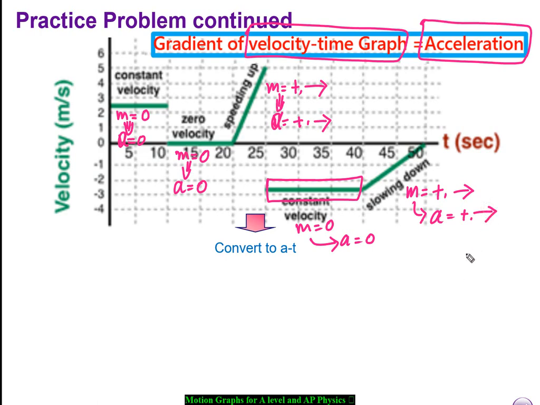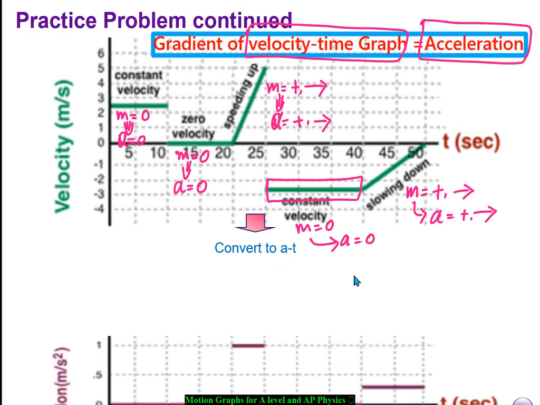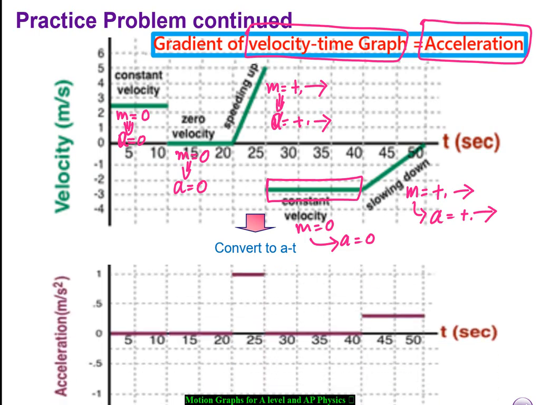So that's all. When you see the velocity time graph, write down: is the gradient positive, is the gradient constant, is the gradient increasing, is the gradient decreasing. That's all, nothing more than that. So let's try to sketch the acceleration time graph now. So this is how you can sketch.